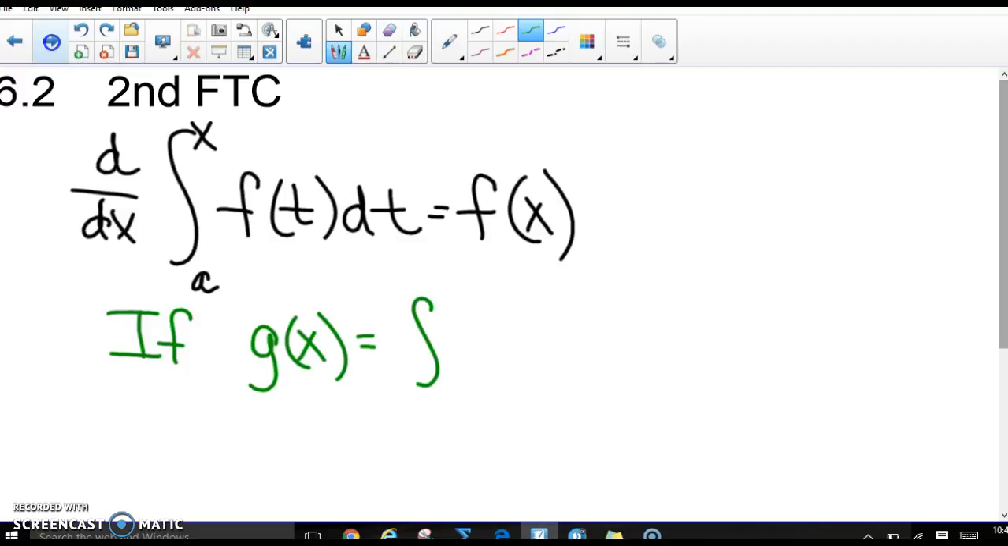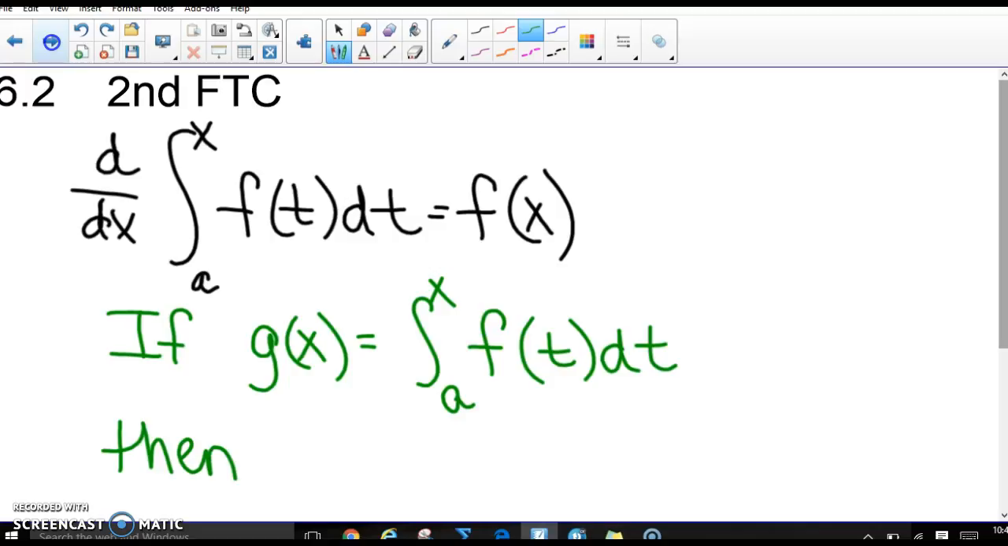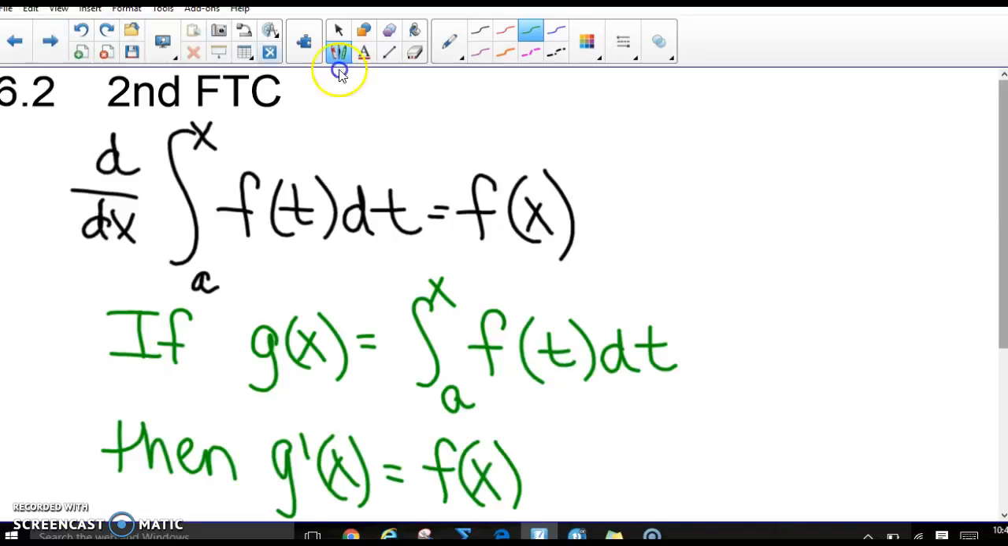If g of x is the integral from a constant to a variable, then if I took the derivative of the left side, the derivative of the right side would simply be f of x. Like I said, both I and the book left out an important detail. Both this black and the green, though, are representing the general idea of the second fundamental theorem of calculus. Let's talk about what it is that we've left out.